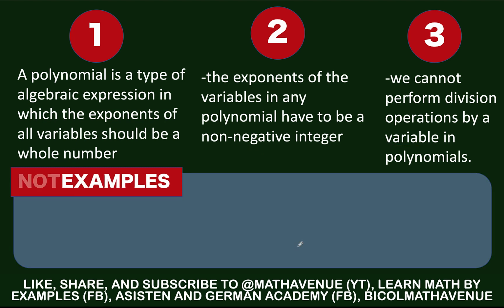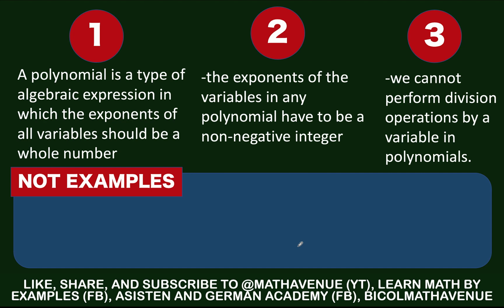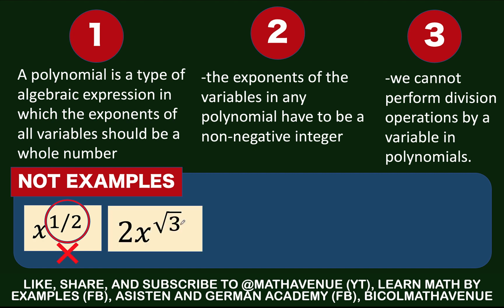Next, let's look at some non-examples of polynomials. First, if we have x raised to 1/2, this is not a polynomial because the exponent is 1/2, and 1/2 is not a whole number. Next, 2x raised to the square root of 3. Again, we are looking at this exponent. It is not a whole number, so this is not a polynomial.